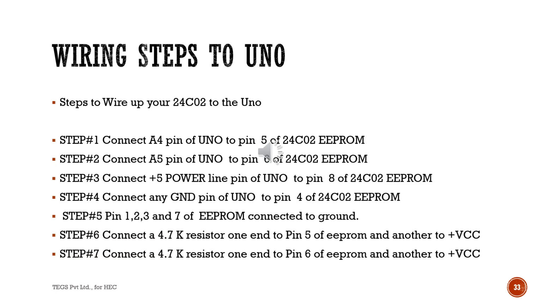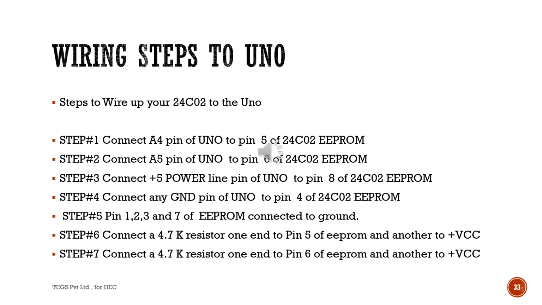Step 3. Connect plus 5 volt power line of UNO to pin 8 of 24C02 EEPROM. Step 4. Connect any ground pin of UNO to pin 4 of 24C02 EEPROM. Step 5. Pin 1, 2, 3 and 7 of EEPROM is connected to the ground.